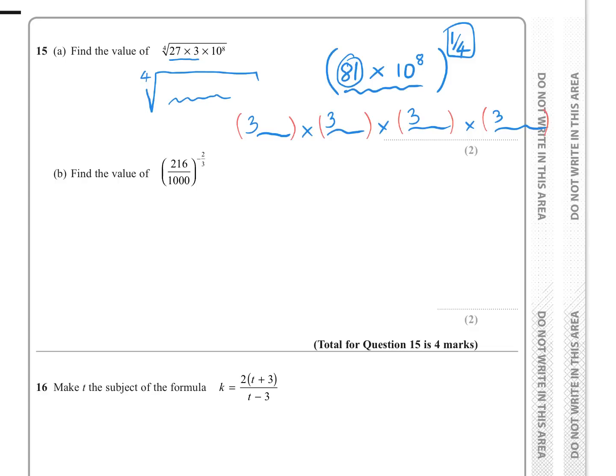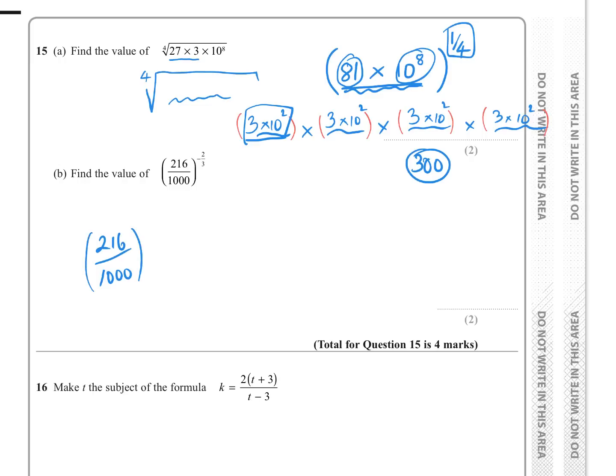And then if you look at 10 to the 8, well, isn't that 10 squared times 10 squared times 10 squared times 10 squared? So what's the 4th root of 81 times 10 to the 8? Well, it would have to be 3 times 10 squared, which is just 300. So for part B, we've got to find the value of 216 1/1000ths to the power negative 2/3.